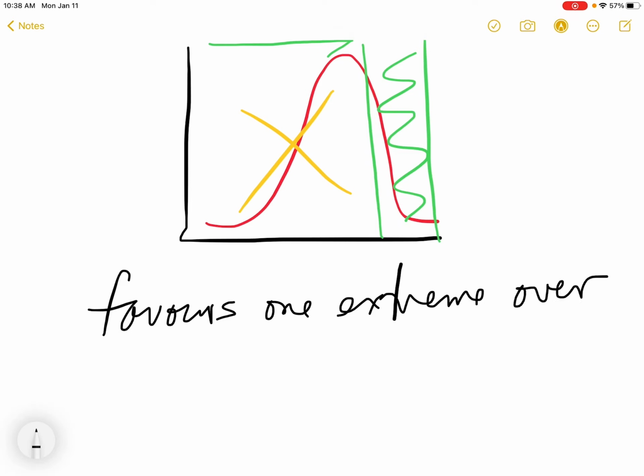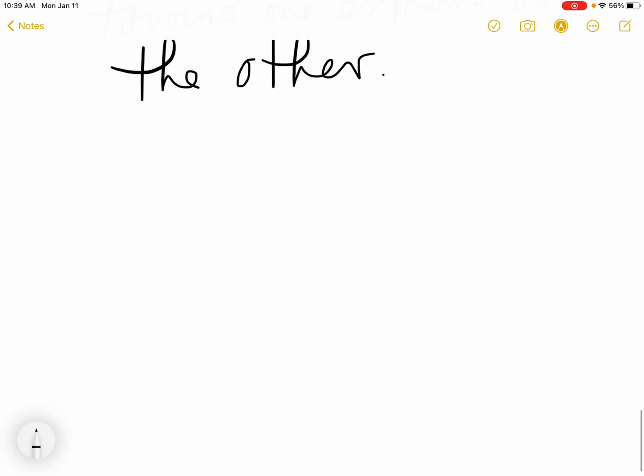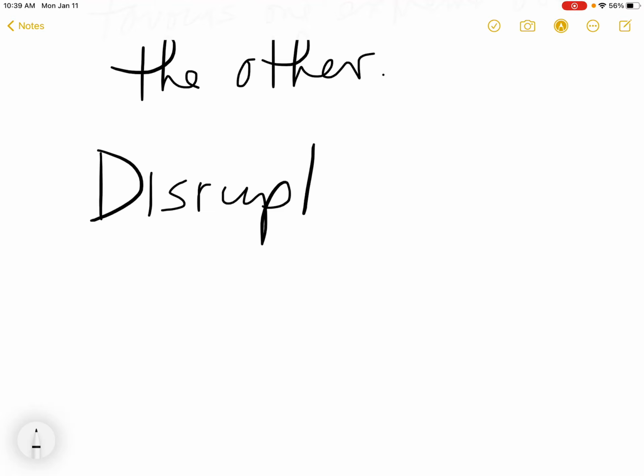Now I've drawn it going towards the big side, but it could just as easily be pushing towards the small end as well. I just gave you one example. So when we have an event that selects or prefers or pushes the graph towards one of the sides, we call that directional selection. Then we can have something called disruptive selection.